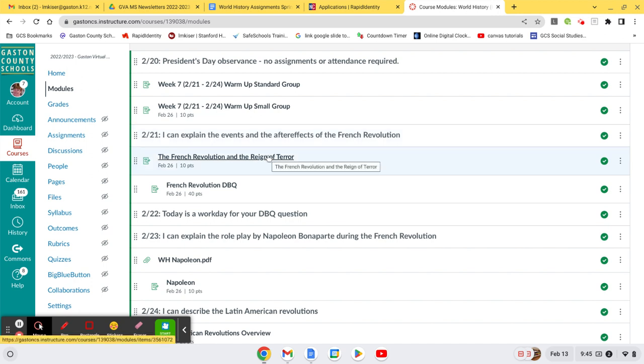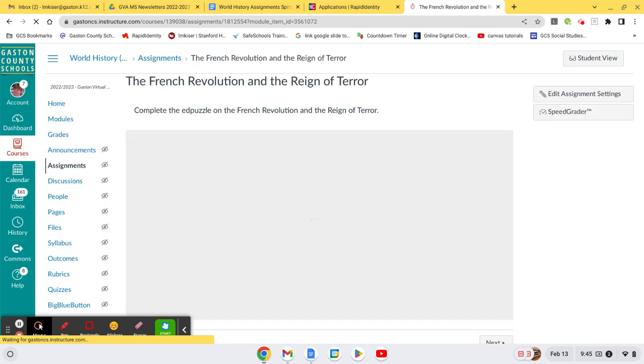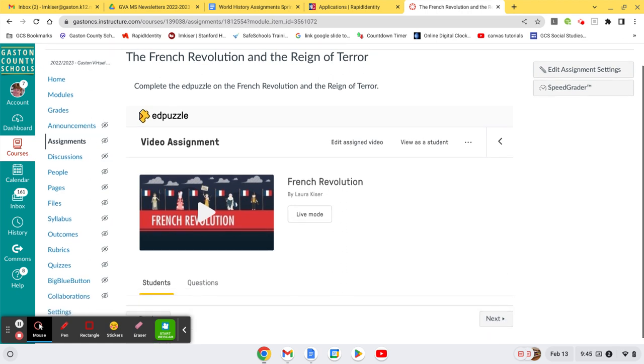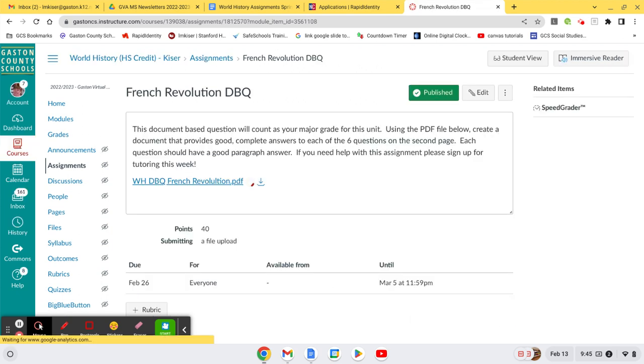So we're going to do first the French Revolution, the Reign of Terror, just to summarize what the revolution was about and what happened after, because it's not like once the revolution part was over, it was over. That was just the beginning of another part, and that's the part that's called the Reign of Terror. So you've got an Ed puzzle to complete here. Then we're going to work on our first DBQ.